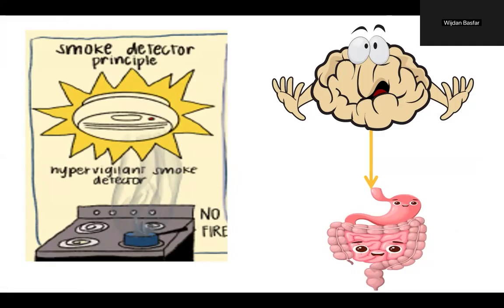So it goes off. It's not because the detector is not working, but it's oversensitive to any smoke or steam. Same thing with those functional GI disorders. The gut is happy, there is no disease, it's healthy, it's doing its daily activity, but for some reason, the brain is oversensitive and is alarmed when there is no disease, so it keeps sending pain signaling to the body to alarm the body.